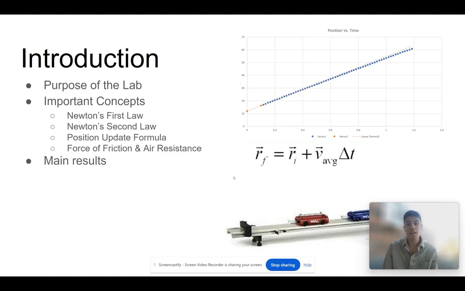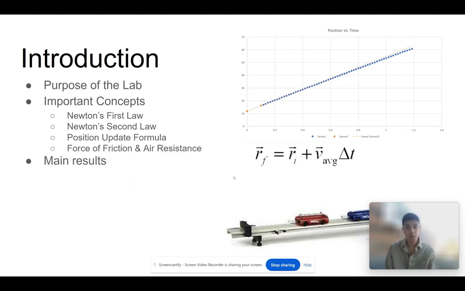Important concepts that will be talked about in the lab, the first of which being Newton's first law, which means that an object in motion is going to stay in motion, and an object at rest is going to stay at rest unless that object is affected by an outside force. And Newton's second law states that force equals mass times acceleration, and acceleration is going to be the difference in velocity over the difference in time. You're going to observe how this affects the cart in the real world as opposed to in our computation.